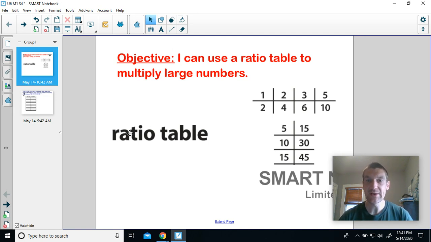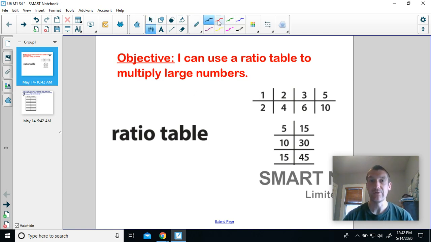And just to review, a ratio table looks like this. It can be horizontal, side to side. I believe that's what Ms. Herman used last time. Or it can be vertical, up or down like this. And that's what we're going to be using this time. They mean the same thing. It's just thinking about you're counting by a certain number. You're using multiplication to be able to predict the next number.